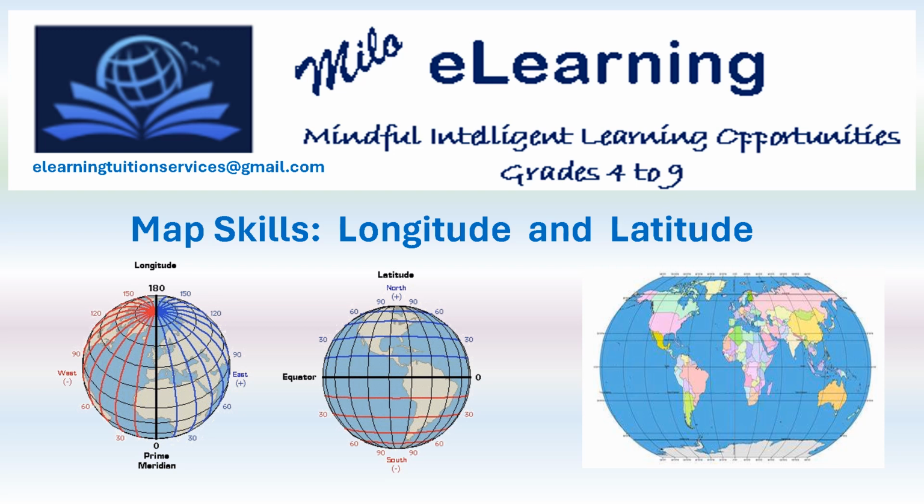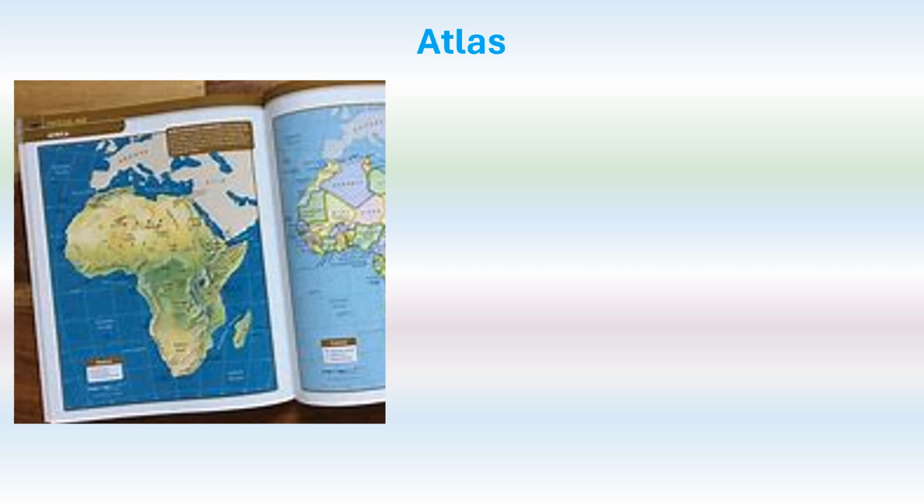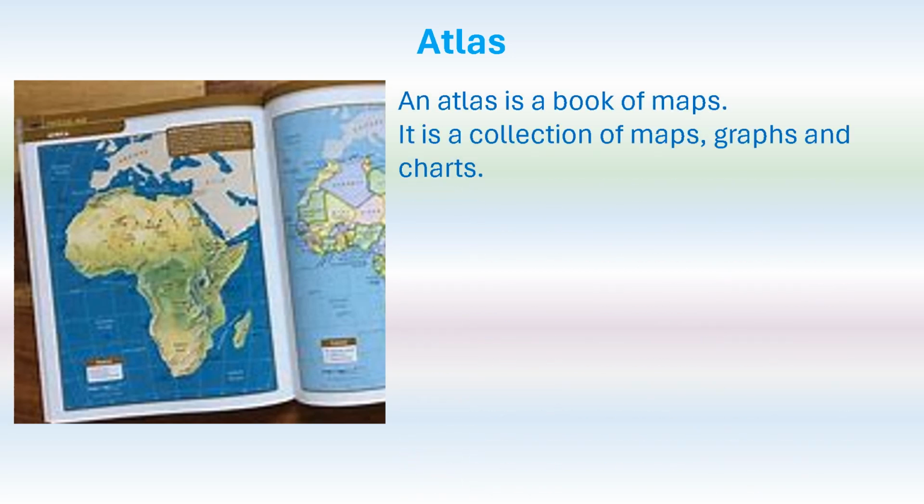Now we're doing geography, map skills, specifically longitude and latitude. Now we need to find maps. Where are we going to find it? We're going to find it in an atlas. Now you need to understand what an atlas is. Basically, an atlas is a book of maps. It's a collection of graphs and charts and maps.